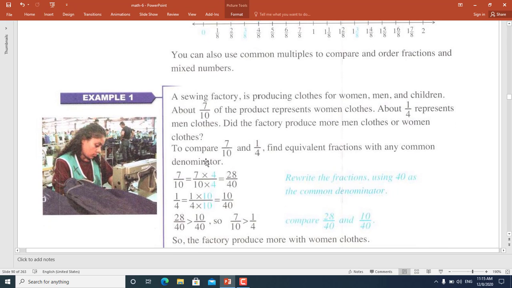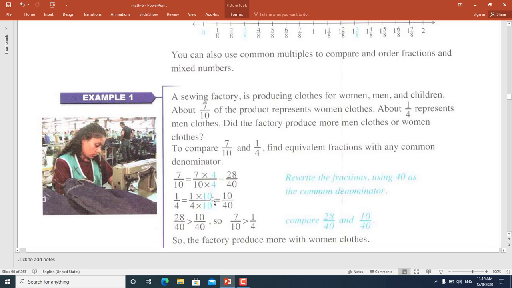From example 1, we have 7 over 10 and 1 over 4. To compare 7 over 10 and 1 over 4, find equivalent fractions with a common denominator. To make them the same denominator, we multiply 10 by 4 to get 40, and this 4 we multiply by 10 to get 40. But when you multiply the denominator, you should also multiply the numerator by the same number. 10 times 4 is 40. Also we multiply 7 by 4, it's 28.